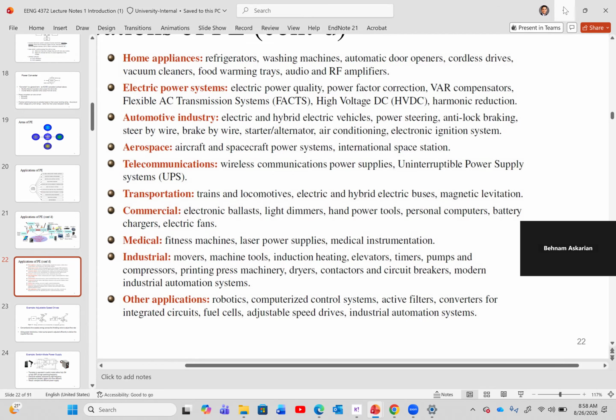And then we have commercial, which are electronic ballasts, light dimmers, hand power tools. If you have any of these DeWalt or Milwaukee tools, most certainly you'll see that the newer generations all say brushless DC motors, because with those brushed ones, you need to change the commutator and it requires maintenance. But the new generation, all of them are BLDC, they don't require any maintenance.